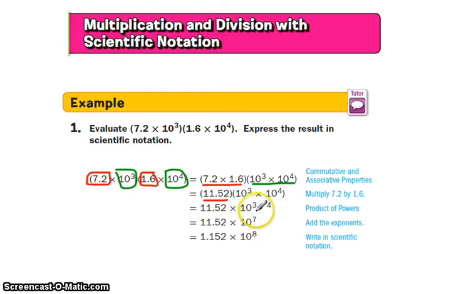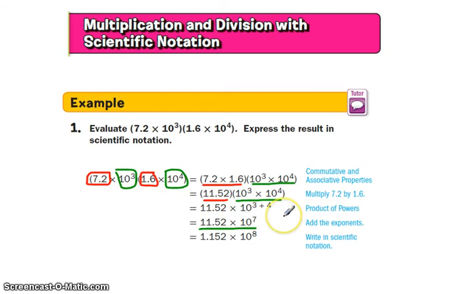Okay? Then they've taken 10 to the third times 10 to the fourth, and we know from our work with exponents that because they have the same base, we can add the exponents. So 3 plus 4 is 7. So here's what we end up with: 11.52 times 10 to the 7th.